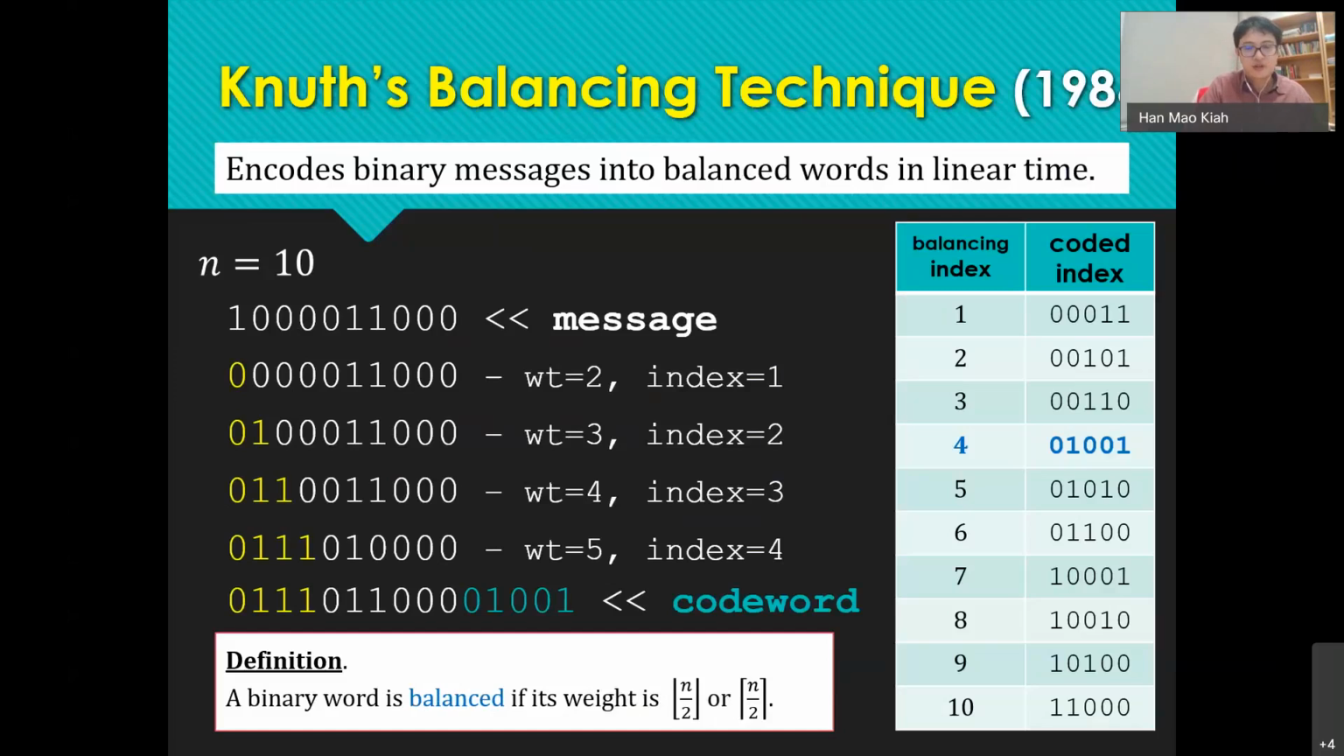However, we need to tell the receiver how many bits have been flipped. So what we need is a lookup table over here, which contains all balanced words. So the index 4 corresponds to this balanced code word. So we append it, or rather we put it as a suffix, and this will be my balanced code word. In this case, we introduce these 5 redundant bits.